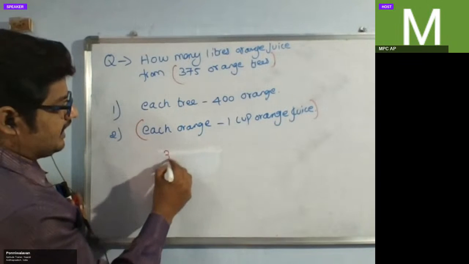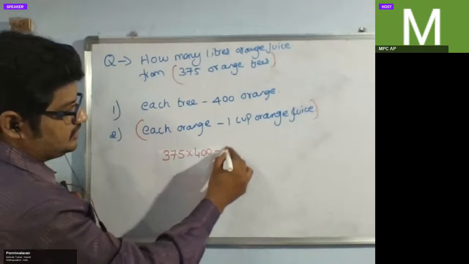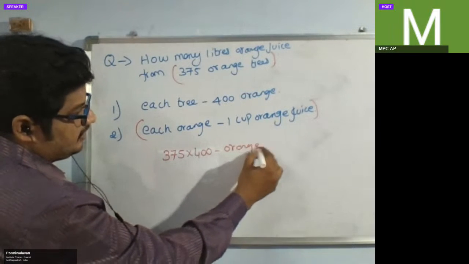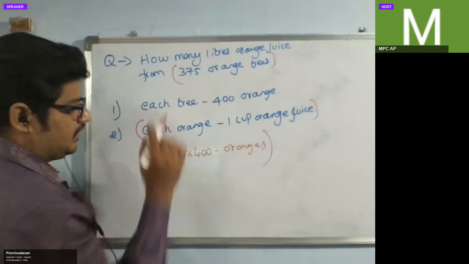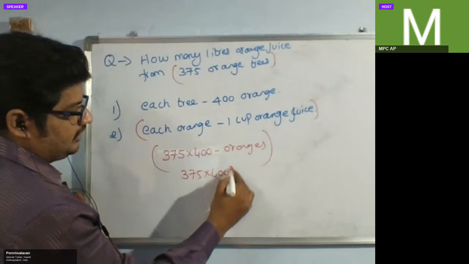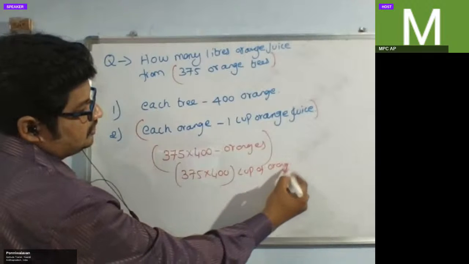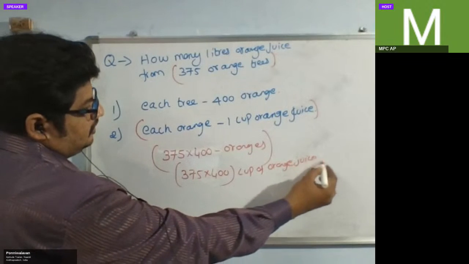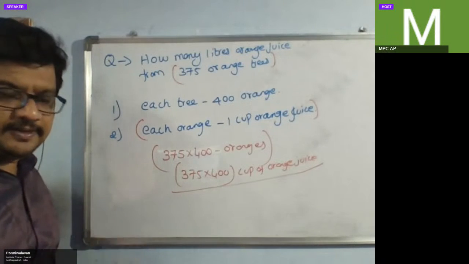Combine these two. Here I will get 375 into 400 oranges. So in each orange I will get 1 cup. So totally I will get 375 into 400 cups of orange juice. Okay, we can find 375 into 400 cups of orange juice.